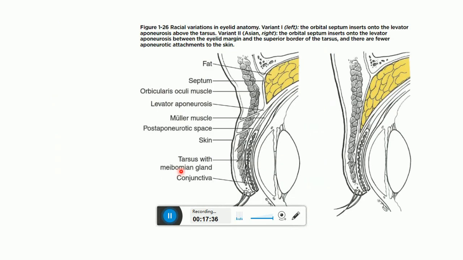One of the attachments of the levator aponeurosis, which is the tendon of the levator muscle, is through the orbicularis oculi muscle and inserts subcutaneously here to produce the superior eyelid crease. This is the superior eyelid crease. Here you can see the superior eyelid crease, and this is the aponeurosis of the levator muscle. This is levator aponeurosis.